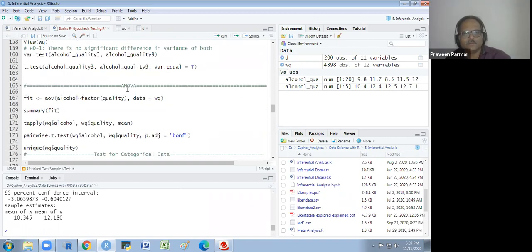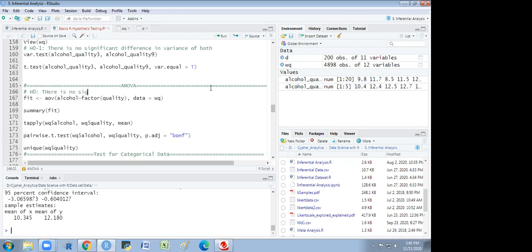So this is the way to perform this unpaired t-test. Now we see the ANOVA. In ANOVA, we have one numeric variable and one categorical variable. Now we want to see if we could set a null hypothesis here. I have not written it. No significant difference between.